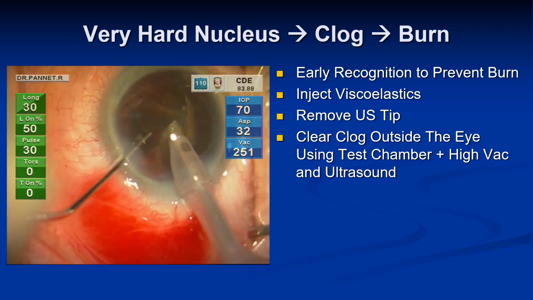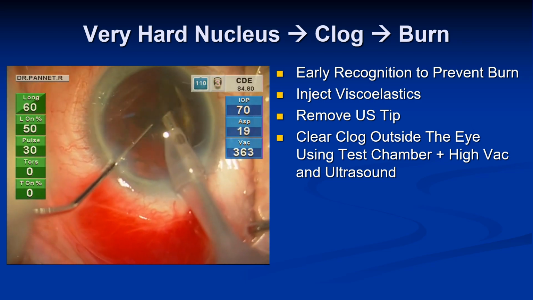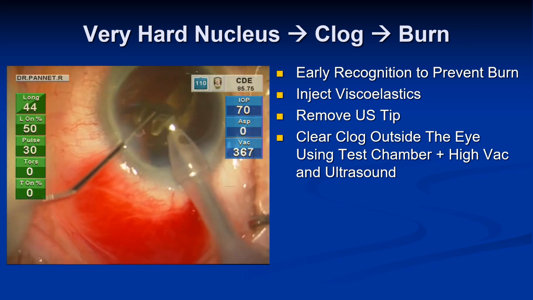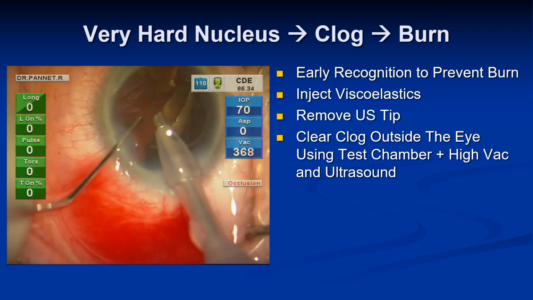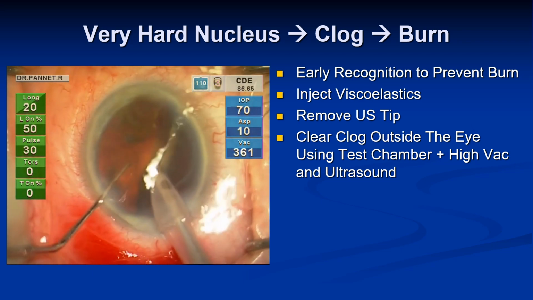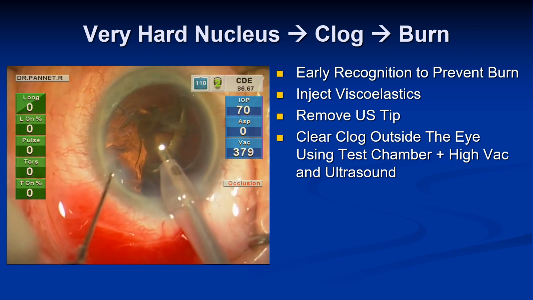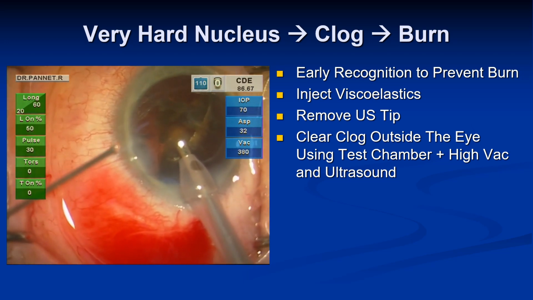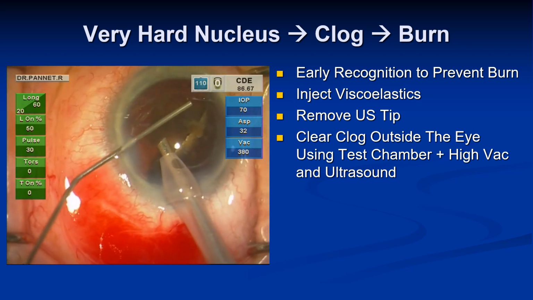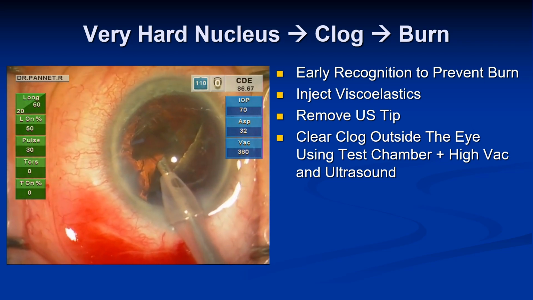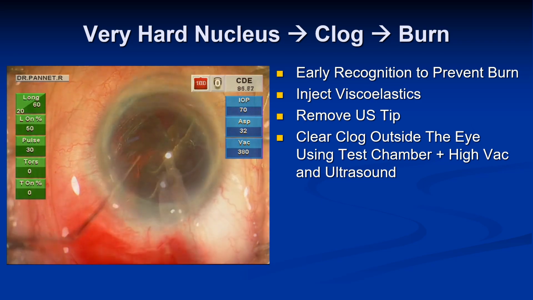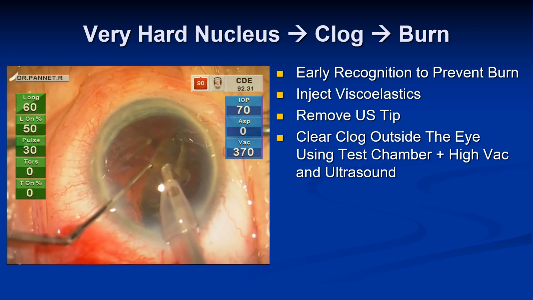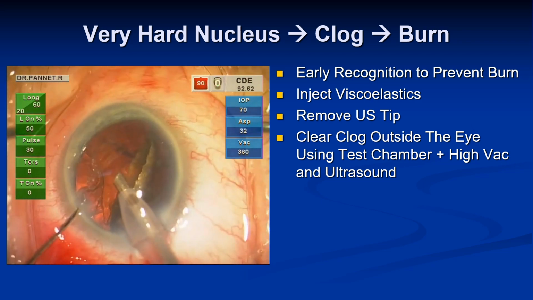During segment removal, we should observe for clog inside the tip when occlusion tone rise with sustained high vacuum but no nuclear fragment at the tip. We have to clear the clog to prevent incisional burn by injecting viscoelastics through side port and remove Phaco tip. Then we build vacuum and ultrasound in the test chamber outside the eye until the clog pass.